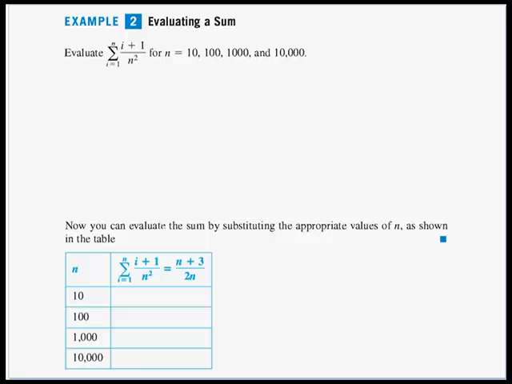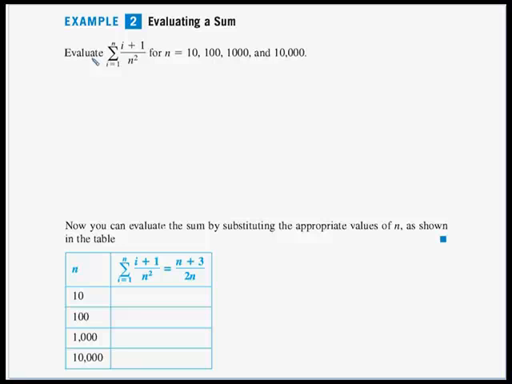Example 2, evaluating a sum. It says evaluate the summation from i equals 1 to n of i plus 1 over n squared, and we're going to evaluate that for 4 different quantities. n is 10, n is 100, 1,000, and 10,000.